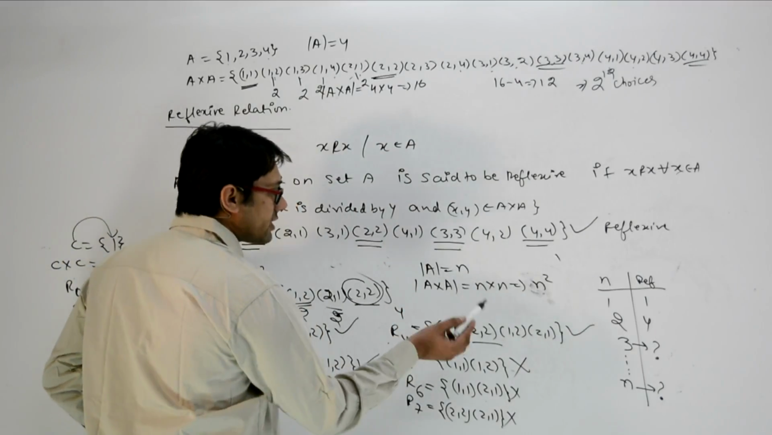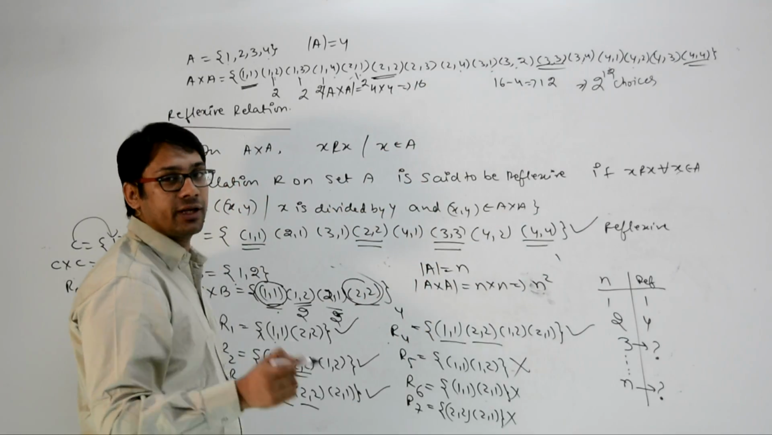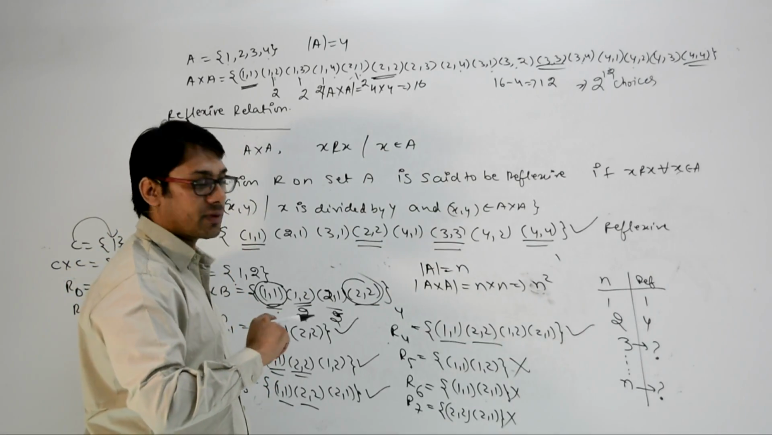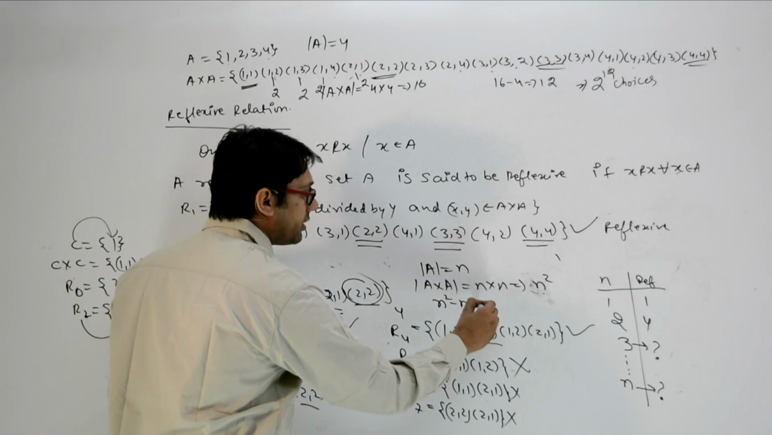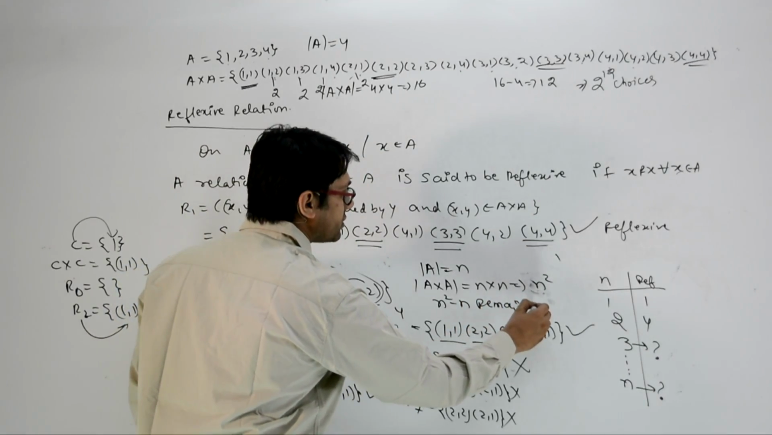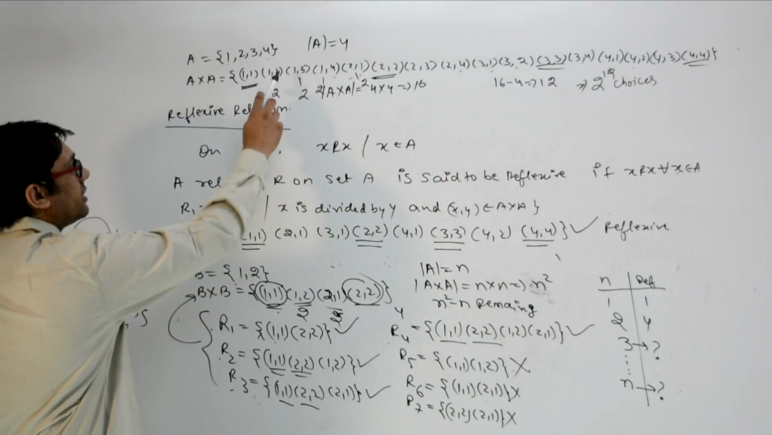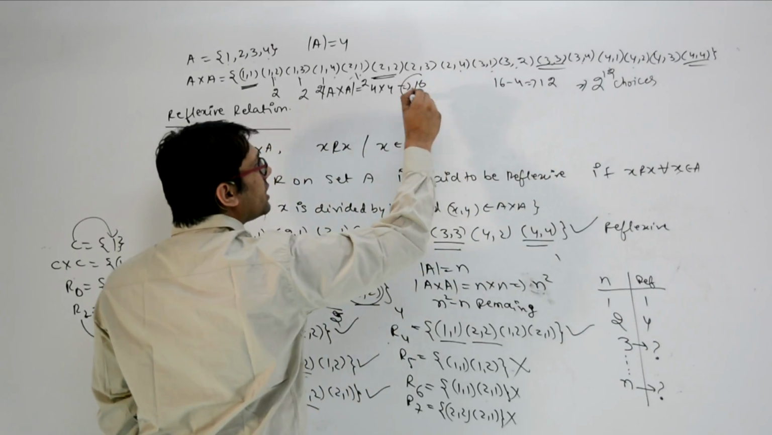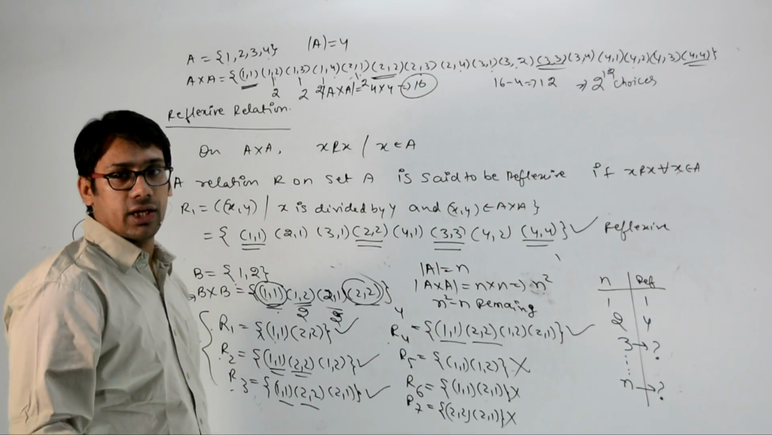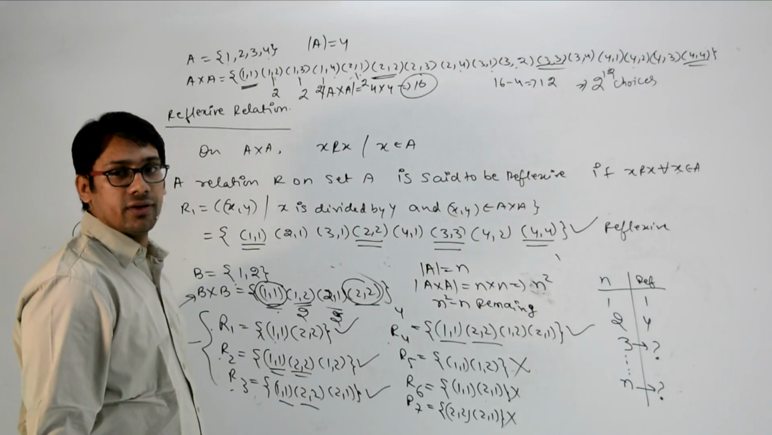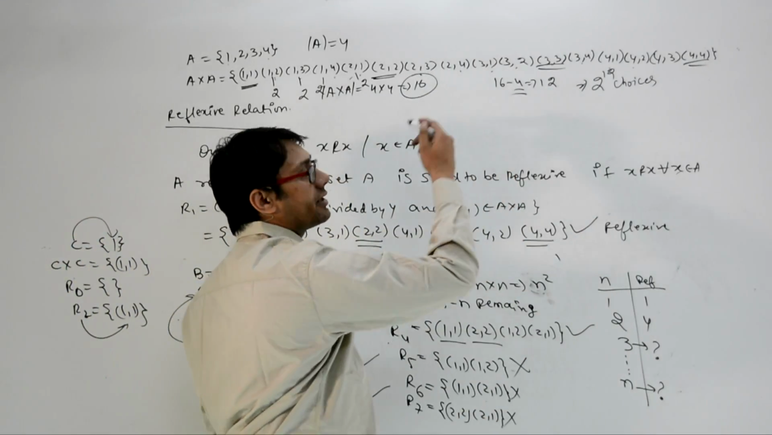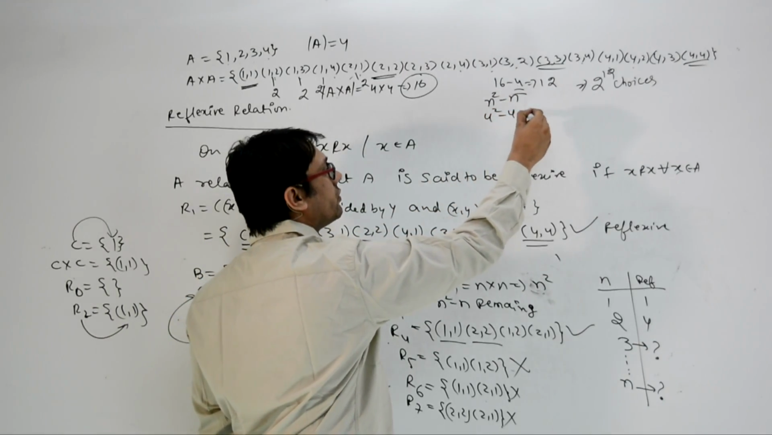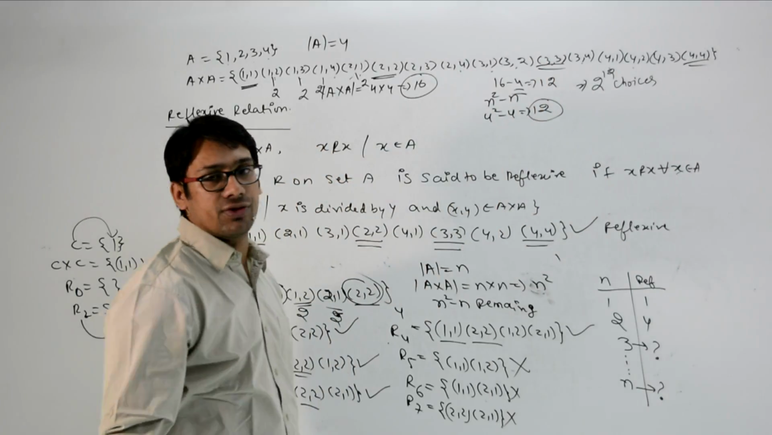Now if a relation has to be reflexive, that means how many diagonal elements will be there? N diagonal elements will be there. So we don't have choice for these n diagonal elements. And how many elements are remaining? There will be n square minus n remaining elements for which we have choices. For example, here in this case there are 4 elements. We have total 4 square, that means 16 elements in the A cross A set, right? And there are 4 diagonal elements. So n square minus n, that is 4 square minus 4, which is equal to 12 elements for which we have a choice.